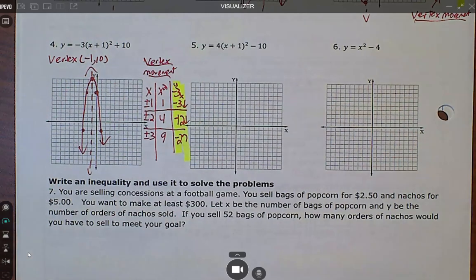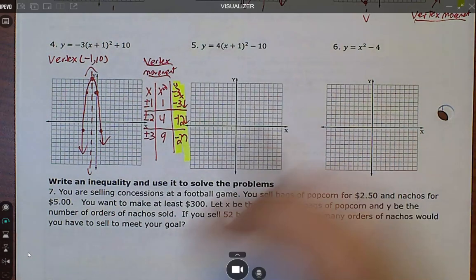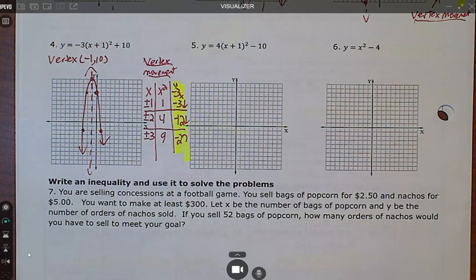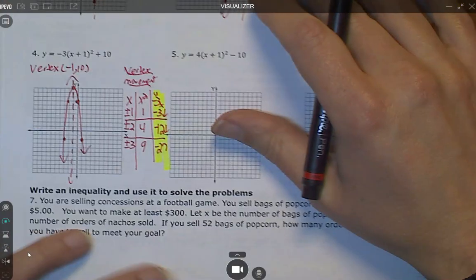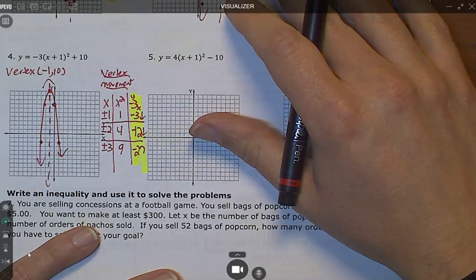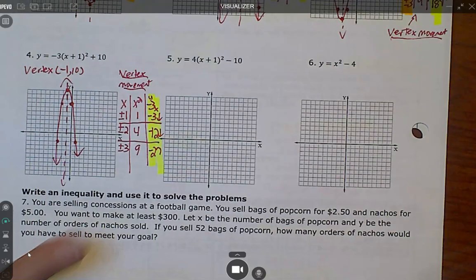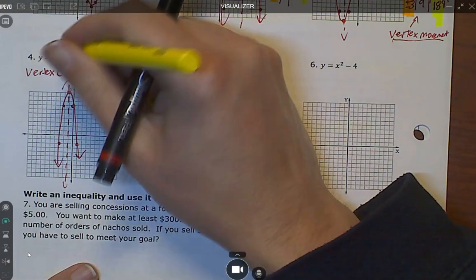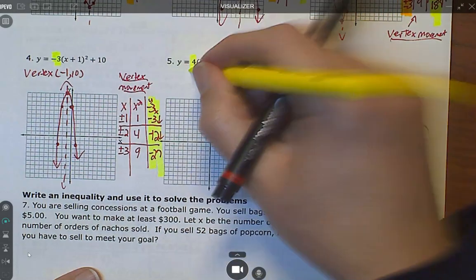So like stretched it, reflected it, the parent function. Okay, so see if you can find the vertex and make the vertex movement chart for this one. It's all about what's in front of that x squared term.